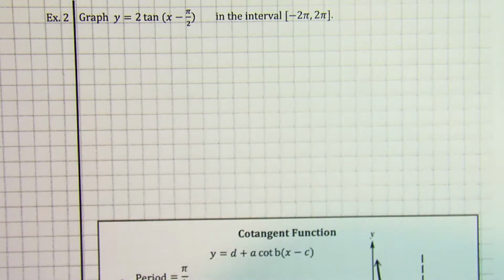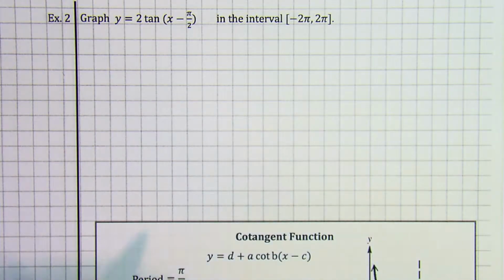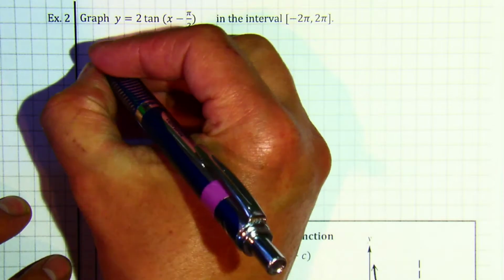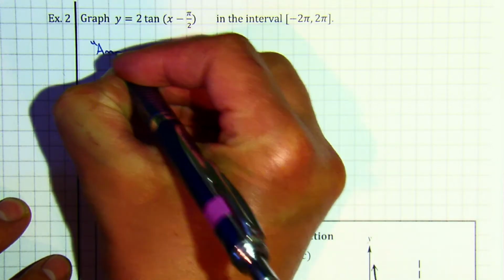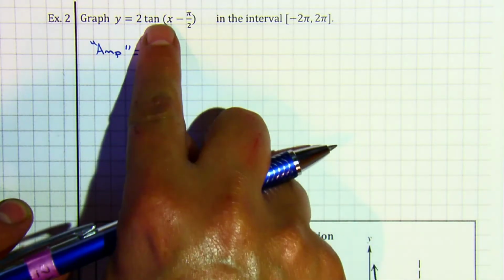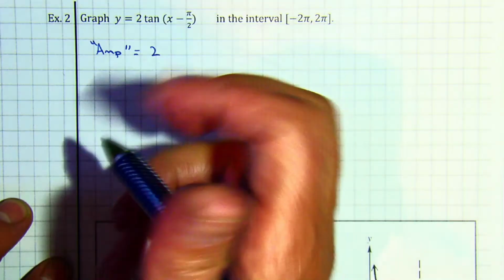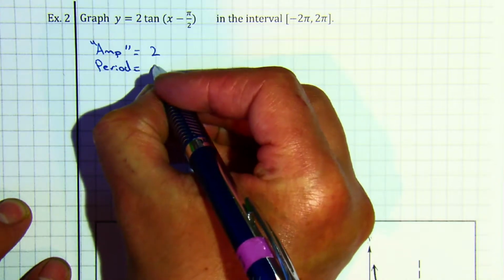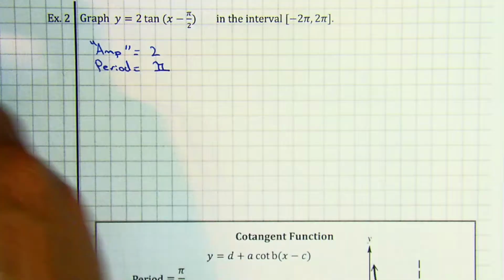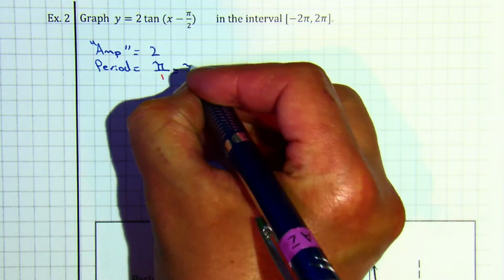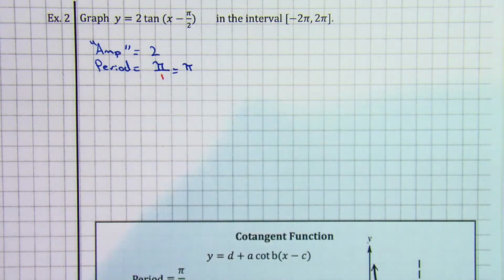Go and pause it. So the 2 will be our amplitude. It's not really an amplitude, but we'll call it an amplitude just to make our process a little easier. For your period, there's a 1. So remember, for tangent the period is pi over b, where b in this case is 1. So therefore, that'll be only pi. So every 4 squares will be 1 period.